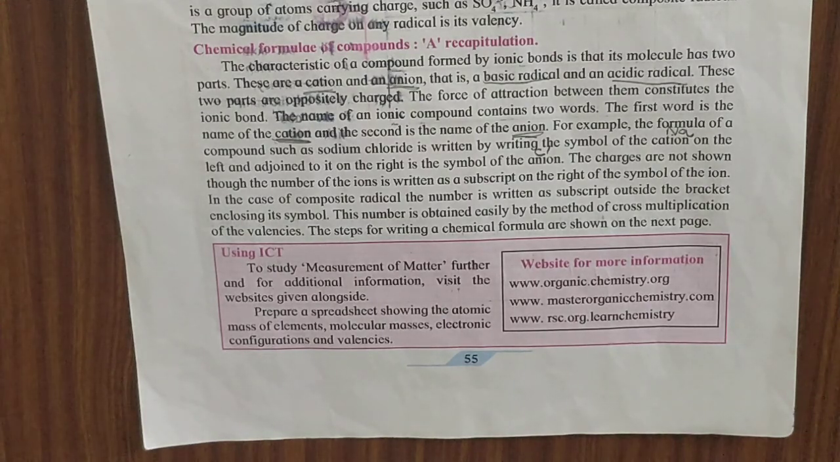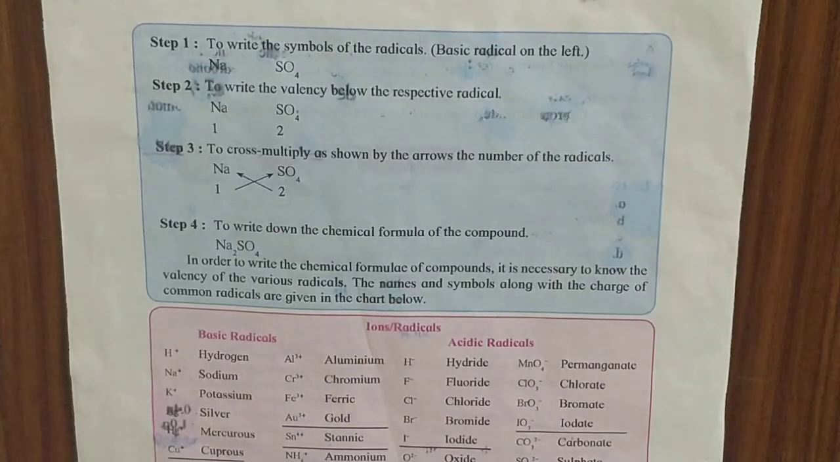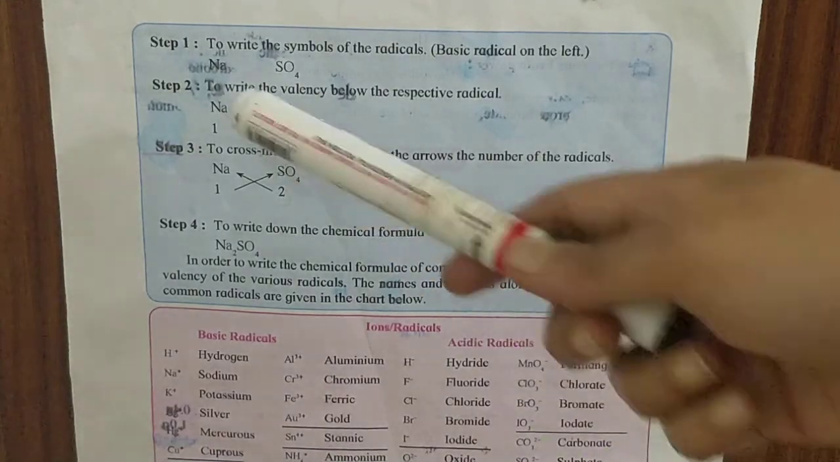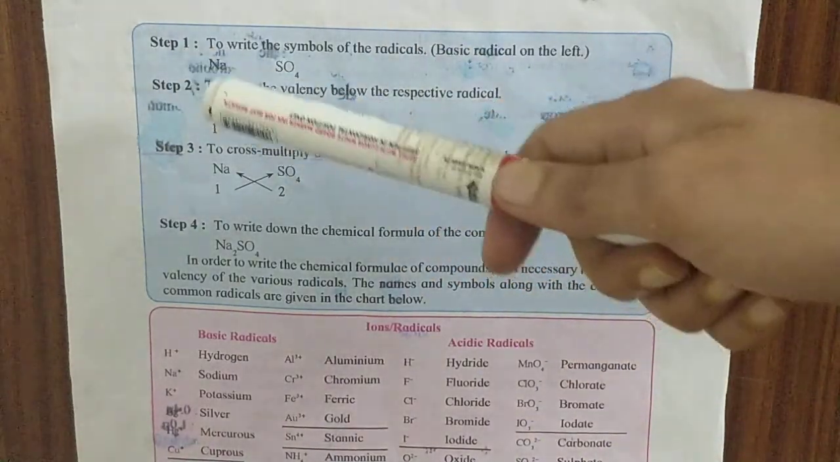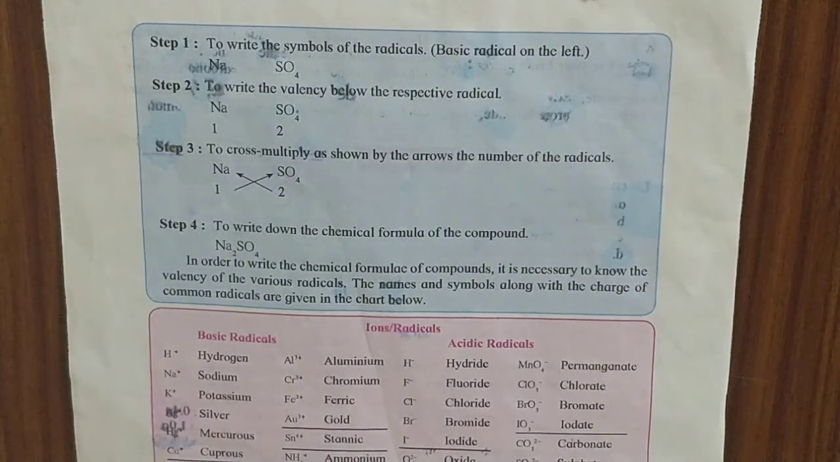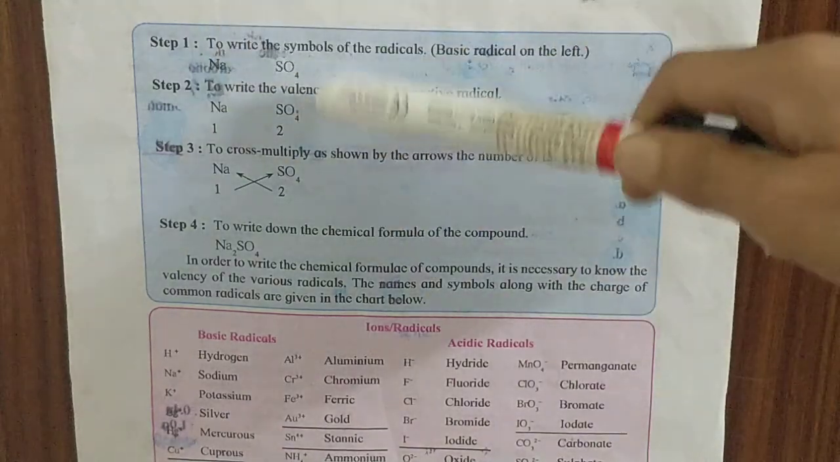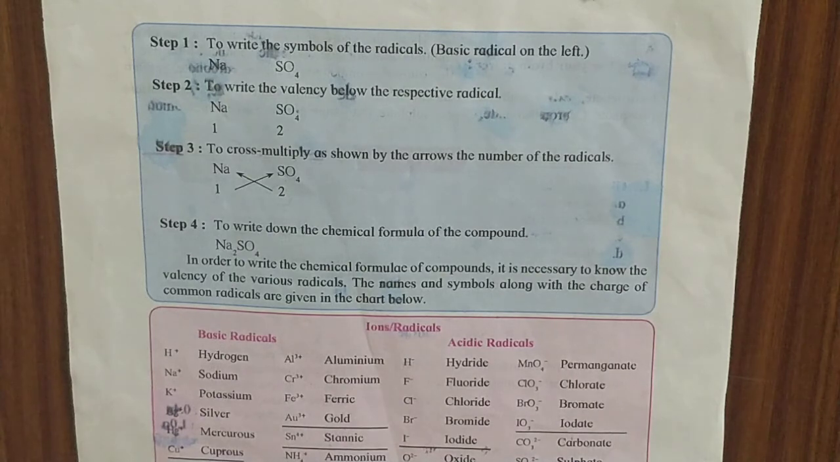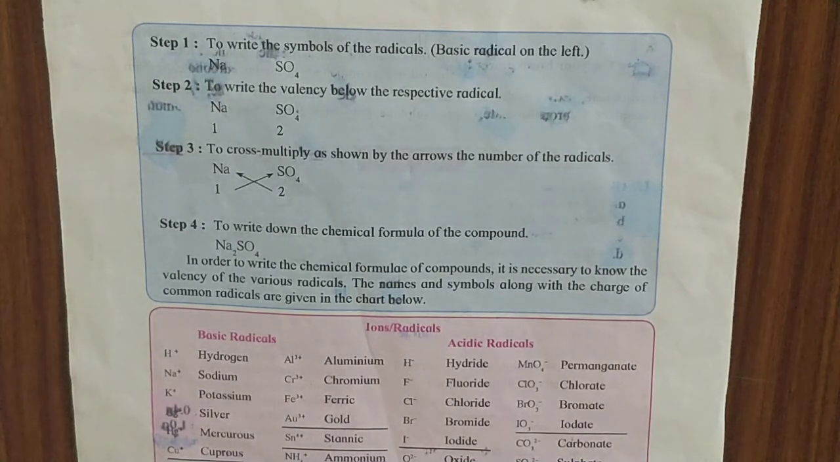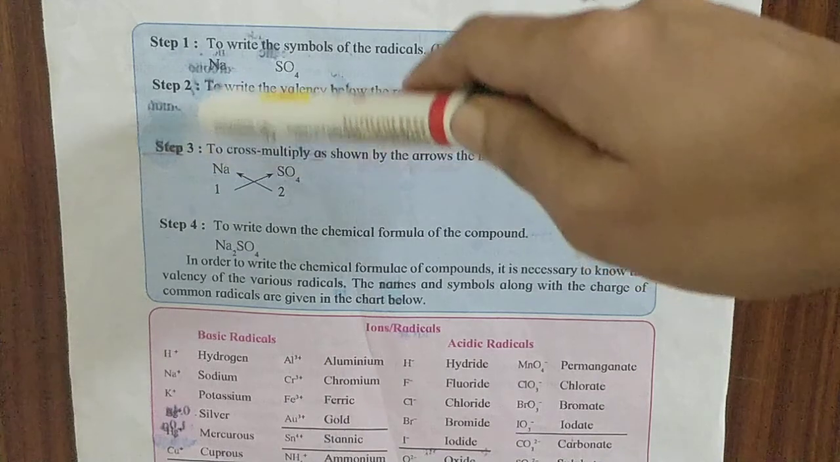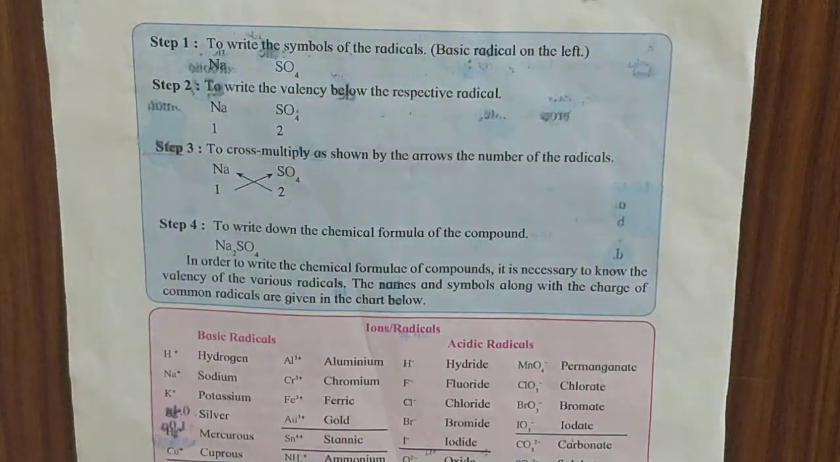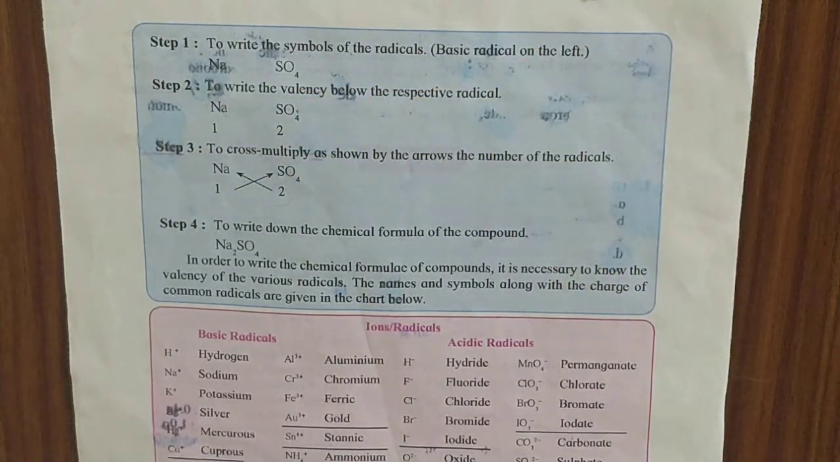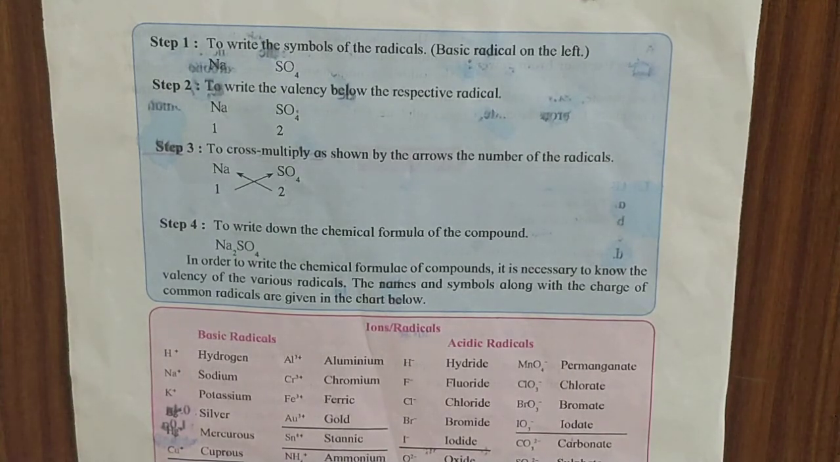Now we will discuss the steps for writing a chemical formula. Step 1: write the symbols of the radicals. We are going to write the chemical formula of the compound sodium sulfate, so sodium Na and sulfate SO4. Step 2: write the valency below the respective radical. For Na we write 1 and for SO4 we write 2. These are the valencies of the respective radicals. So this we should know.